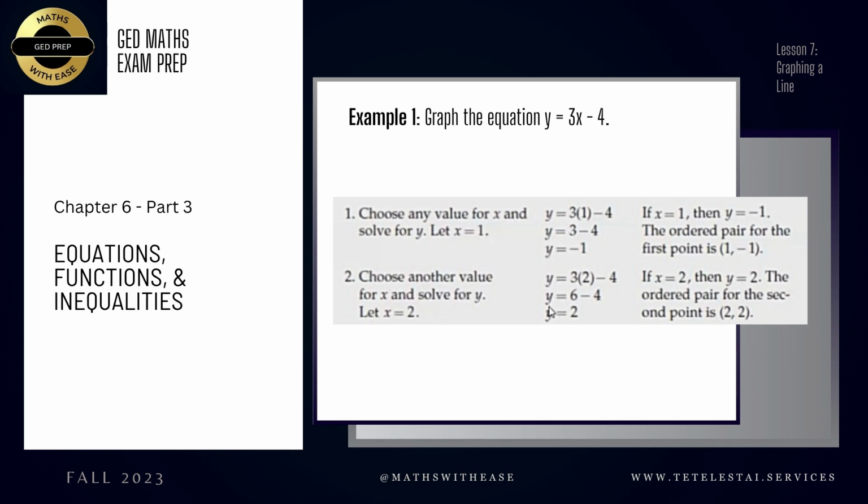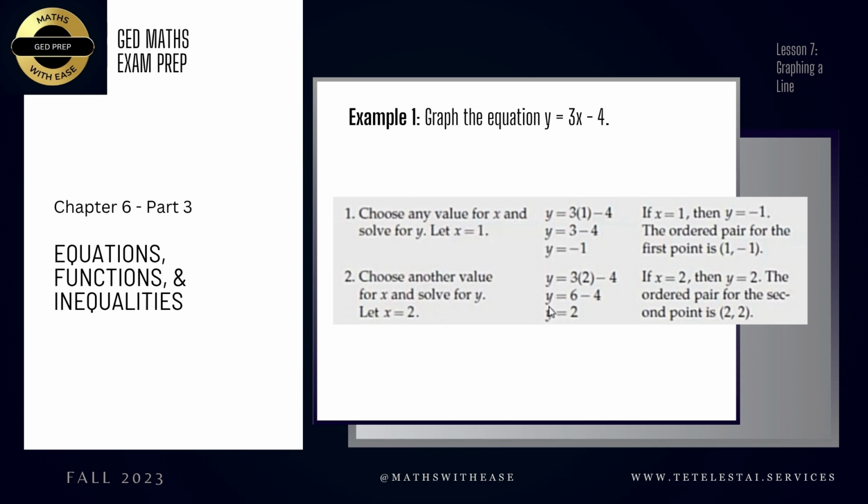Remember, we always write down x first. So here's our x, which we arbitrarily decided was 1. And here's the value negative 1 that we found for y when we plugged in x, okay? And then we'll do the same thing. We'll choose another arbitrary point. They've chosen 2 this time. So we're going to go back to our original equation, plug in 2. 3 times 2 is 6. 6 minus 4 is 2.